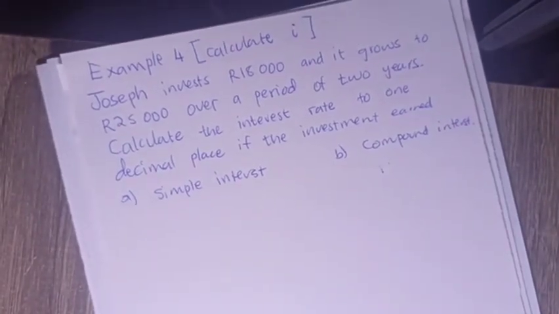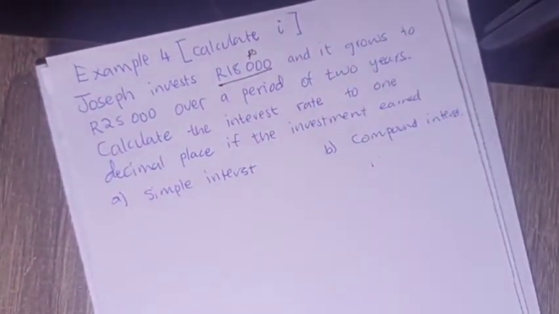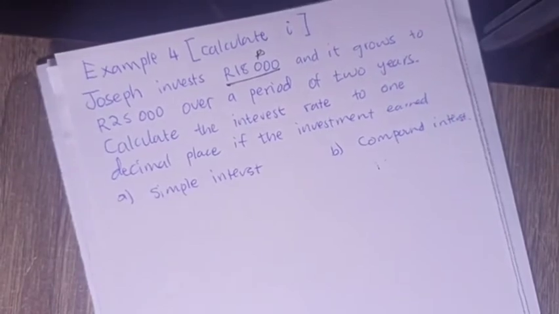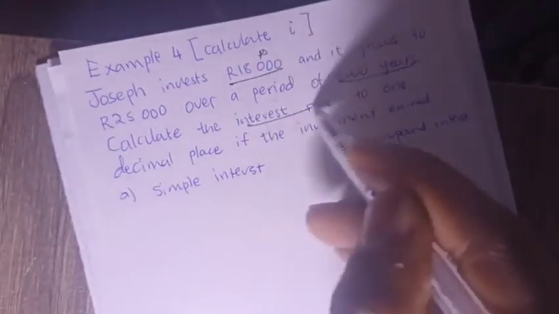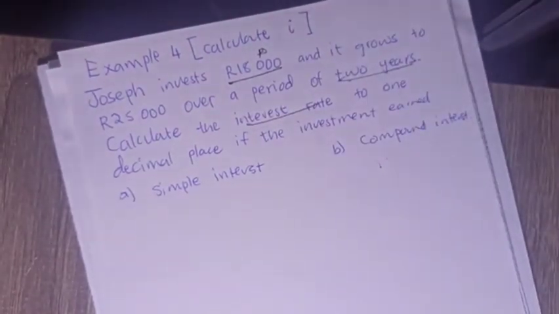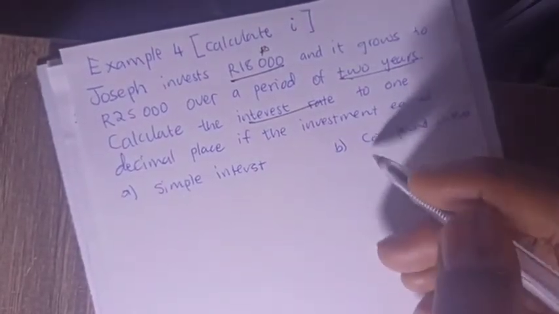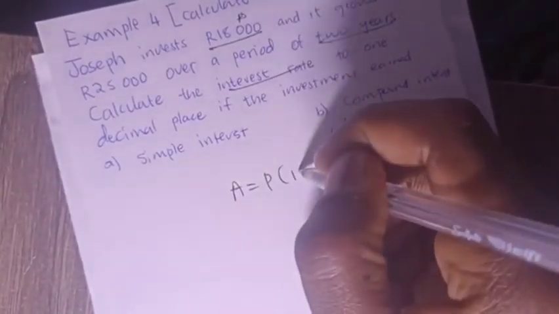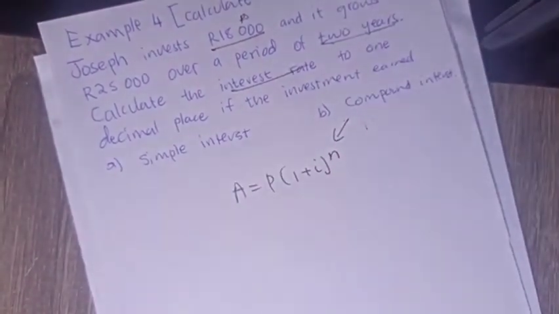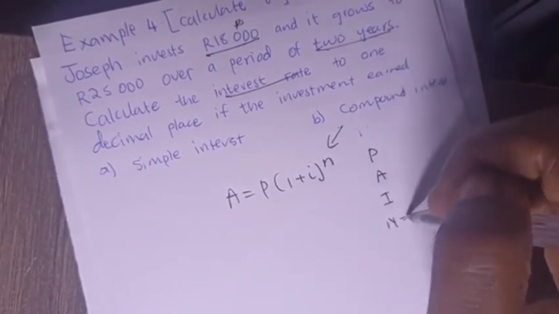Joseph invests how much? 18,000. So that becomes your principal amount, the amount that initially put. It grows to 25,000 over a period of how many years? 2 years. Calculate the interest rate to 1 decimal place if the investment earns, firstly, simple interest, and secondly, compound interest. So I'm going to do this one right away. I'm not even going to waste time on this one. A equals P times 1 plus I to the exponent n. We label our what? Our data.